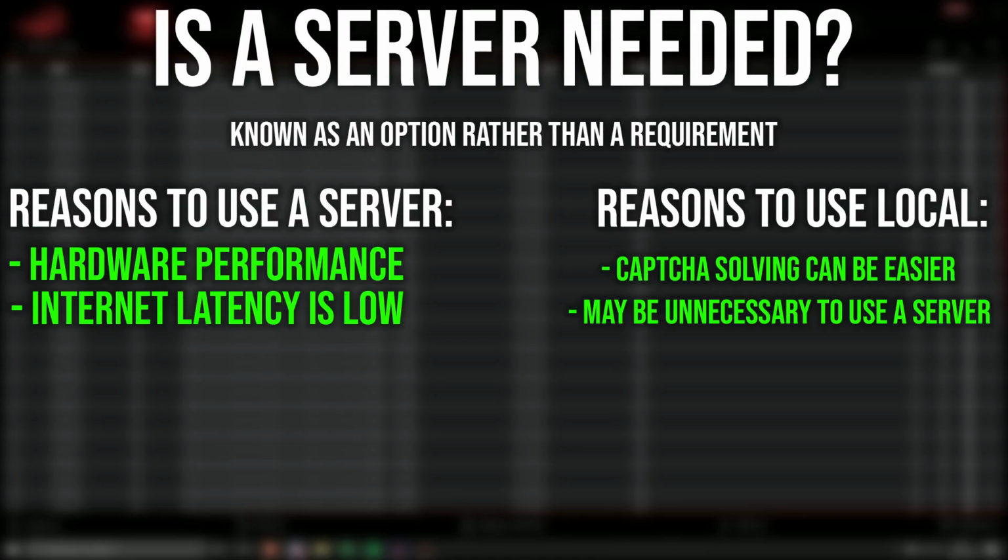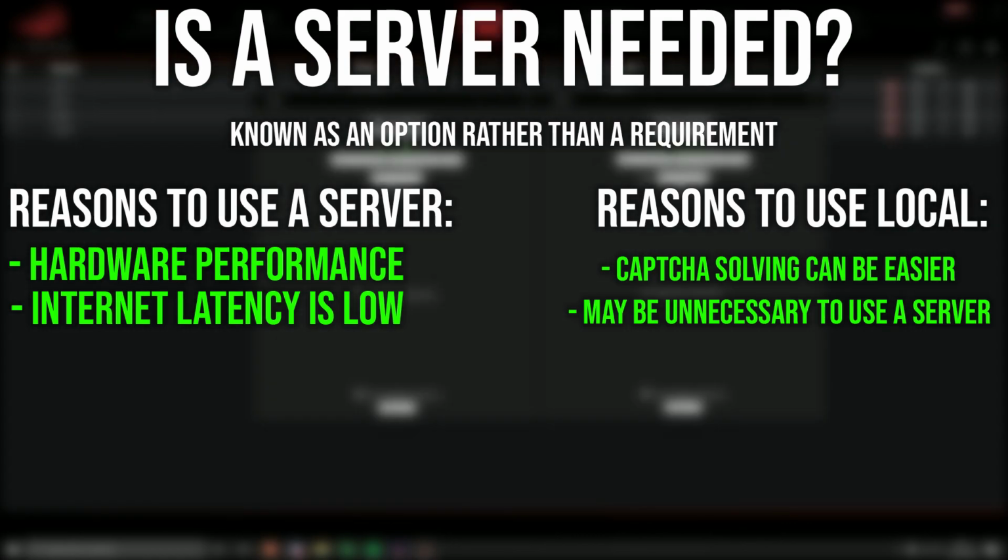Now the next section I do want to cover is whether I need to use a server. Servers are seen as an option rather than a requirement when it comes to botting Supreme. The reason people use a server is because their local home PC is either too slow, and in some cases a server can be much faster, as the internet latency on a server can be much lower than a computer at home. On the flip side, it may be more favorable to use a local home PC when you are trying to solve as many CAPTCHAs as possible.